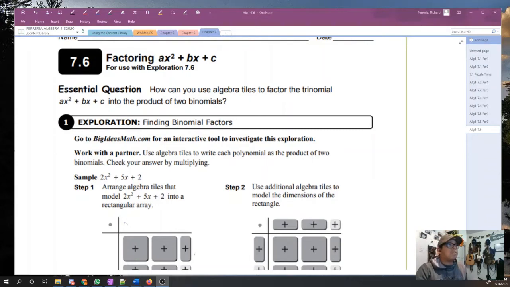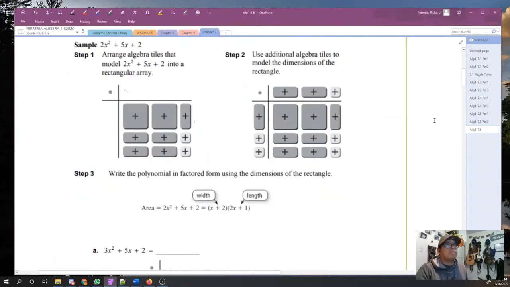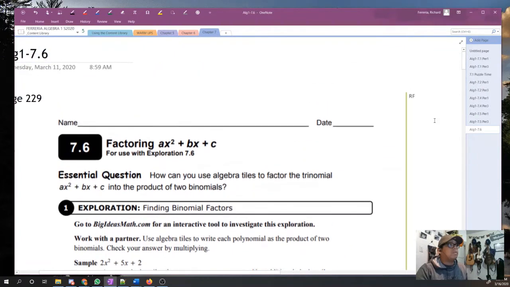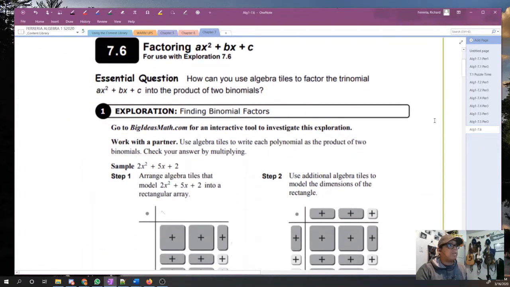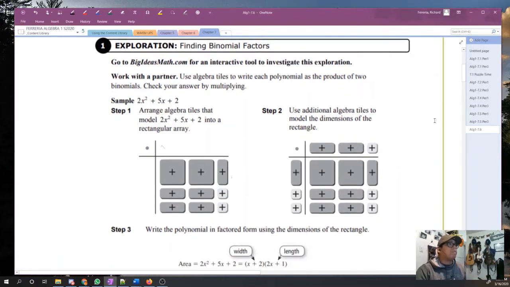As you can see, this is page, what page is this? Yeah, page 229. So we're going to get started here with exploration 1. We're going to use algebra tiles to write each polynomial. I arrange the algebra tiles for the model for 2x squared plus 5x plus 2 into a rectangular array. Step 2, of course, you see that they did that.